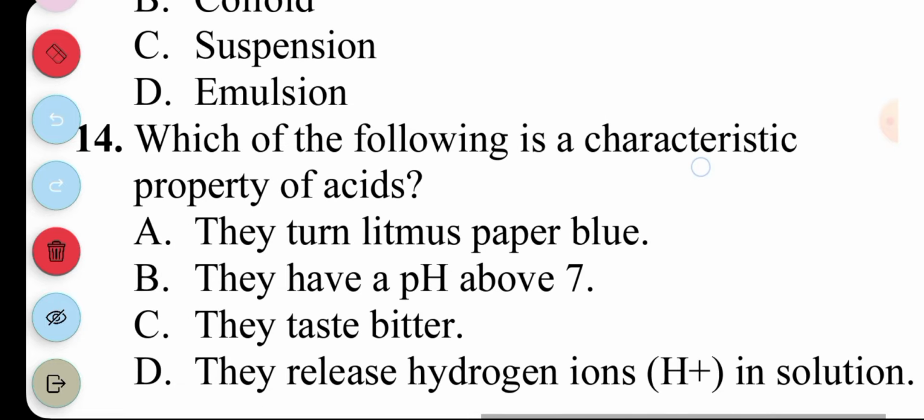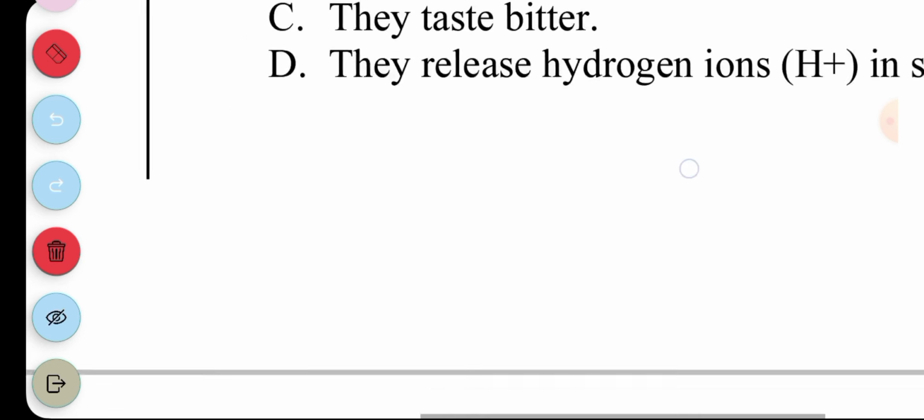14. Which of the following is a characteristic property of acids? A. They turn litmus paper blue. B. They have a pH above 7. C. They taste bitter. D. They release hydrogen ions in a solution. Question 14. The answer is D. They release hydrogen ions in a solution.